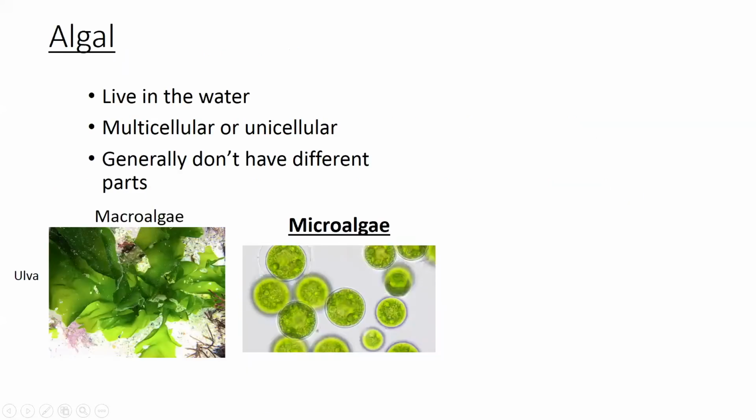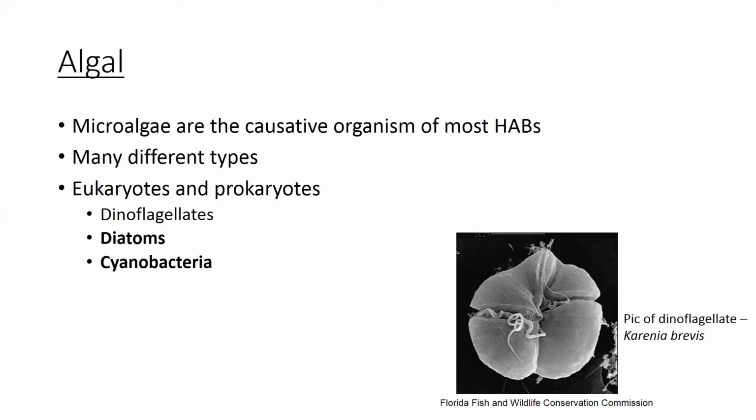As for the algal part, algae are sometimes referred to as aquatic plants. They live in the water. Typically, they're multicellular or unicellular, and they generally don't have different parts. So we might have macroalgal species like Ulva, a species that some people enjoy eating. But there's also microalgae. These are single-celled algal species, which are the predominant cause of harmful algal blooms.